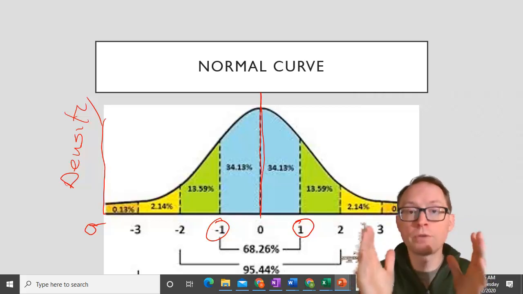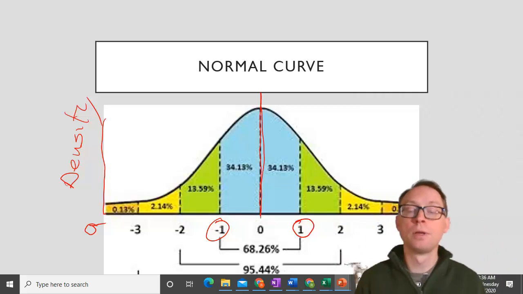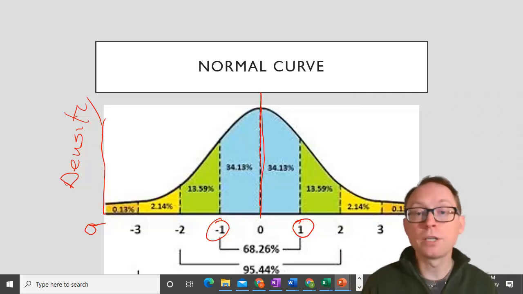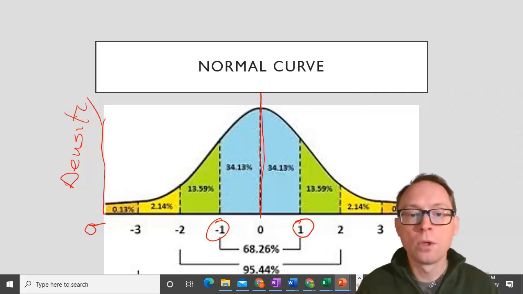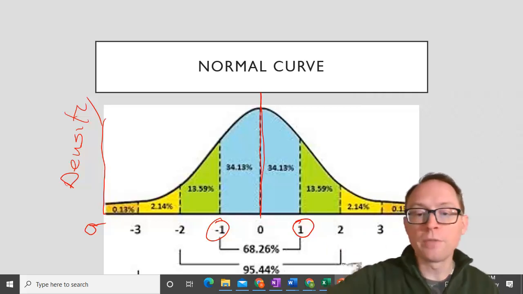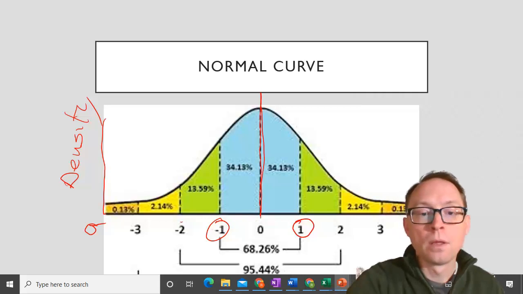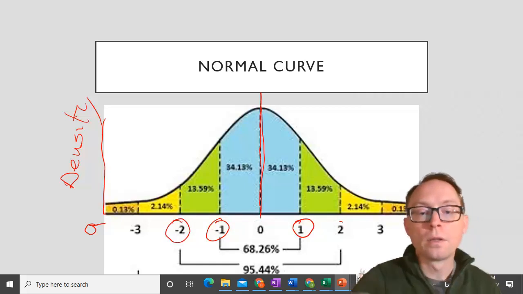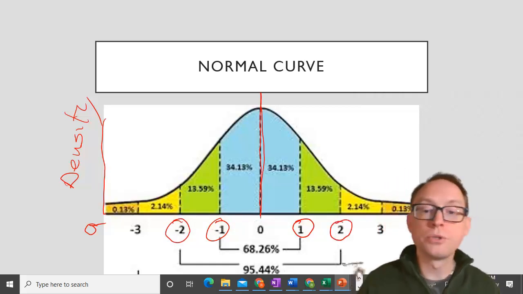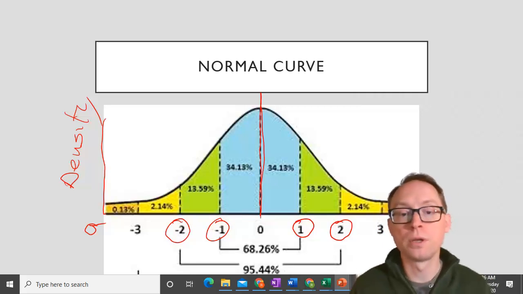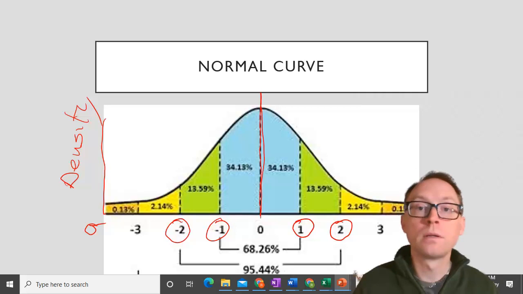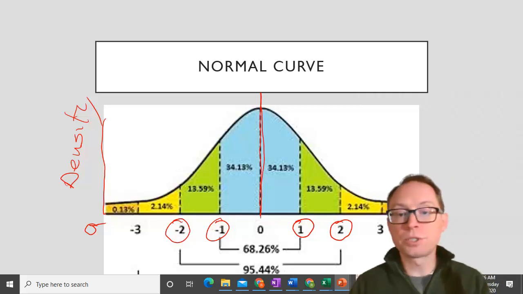The normal curve is a special kind of symmetrical distribution that is unimodal and has a specific shape, right? We also know that we can keep going on these standard deviations. We can say that between two standard deviations below and two standard deviations above, 95.44% of all the scores are between two standard deviations below and two standard deviations above.